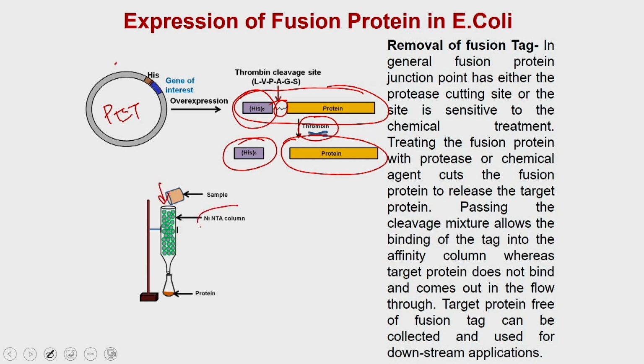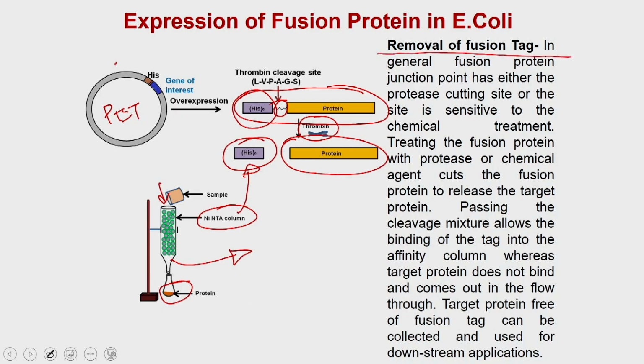like a nickel NTA column. So, what will happen is the nickel NTA is going to bind the histidine tag because it has a very high affinity for the histidine tag, but it does not have any affinity for your protein. As a result, the histidine tag is going to bind to the beads of the column, whereas your protein will be present in the flow through, and you can collect the protein from the column and use this protein for downstream applications.